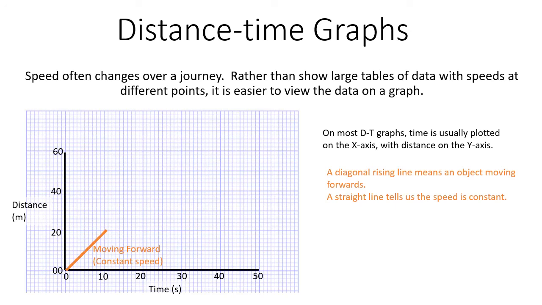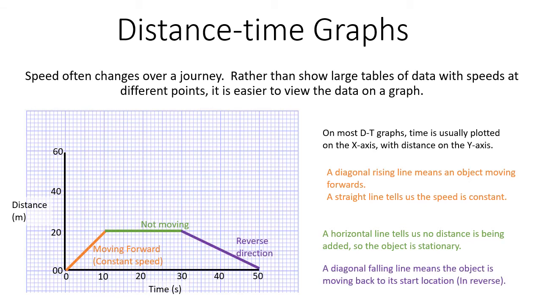A diagonal rising line means that an object is moving forward. A straight line tells us that the speed is constant. A horizontal line tells us no distance is being added, so the object must be stationary. A diagonal falling line means that the object is moving back to its start location, so it's in the reverse direction.